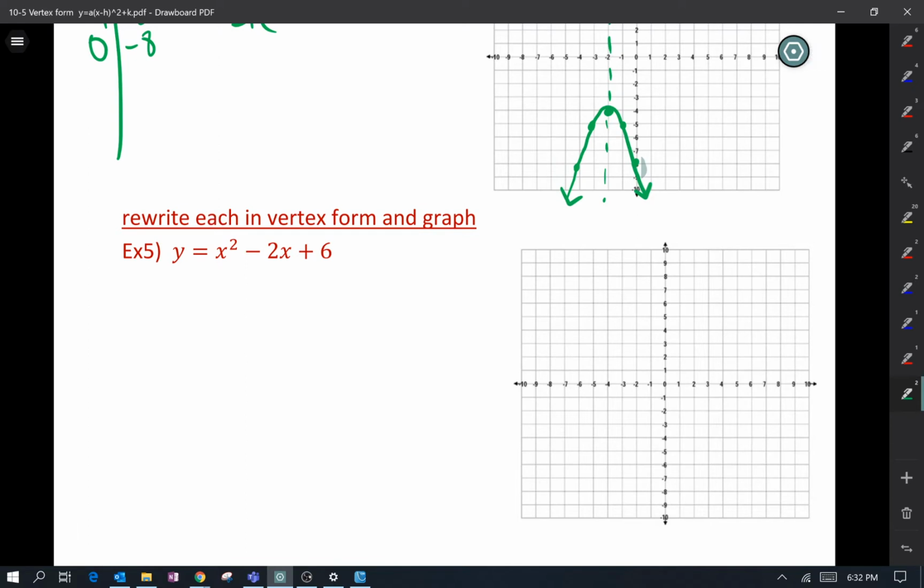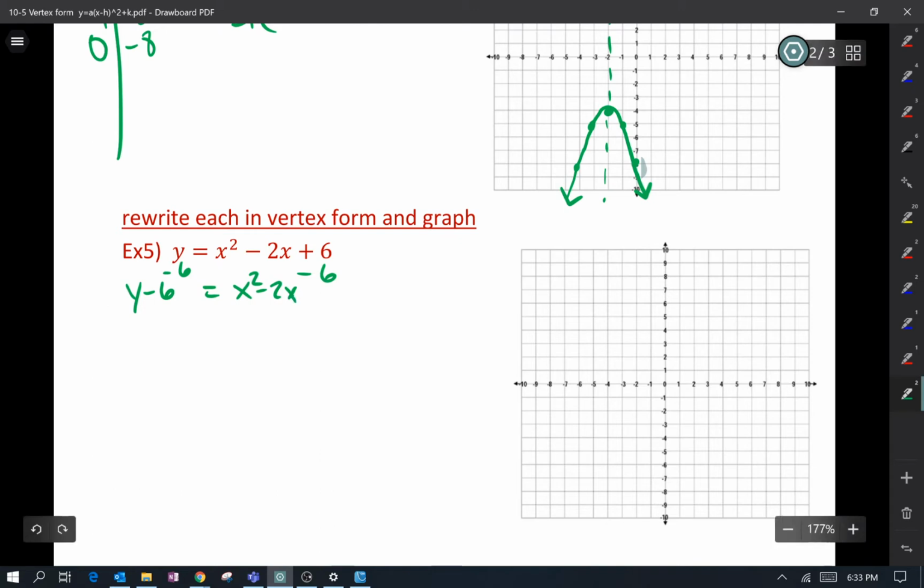So the first thing we're going to do is move the 6 to the other side. So we're going to get y minus 6. I'm going to leave a blank here, and you'll see why in a minute. x squared minus 2x, right? And I'm going to subtract 6 from both sides. So I end up with y minus 6 plus something equals x squared minus 2x, right?